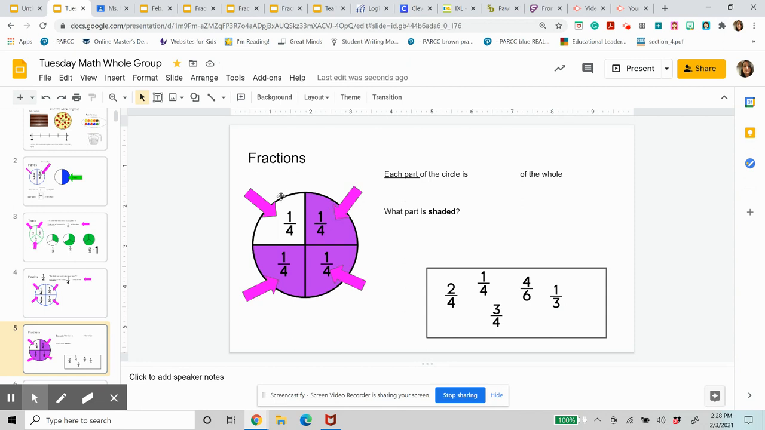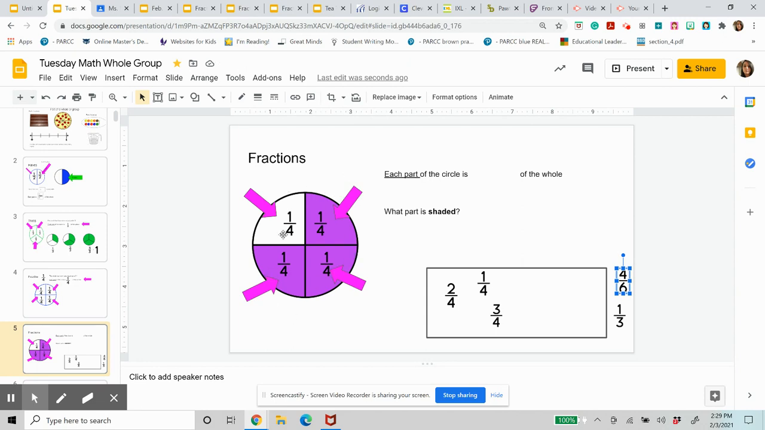We said that, okay, there's 4 pieces. So each part of the circle is what fraction of the whole? Well, we know that our fraction has to be in fourths, right? The denominator has to be in fourths. So we can kind of put this one can't be it, and this one can't be it. So here's our choices.